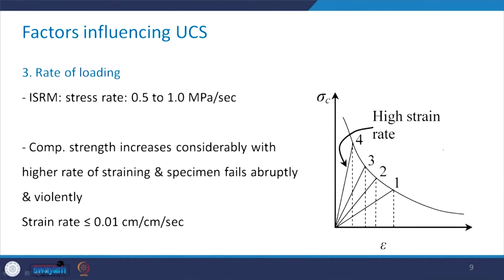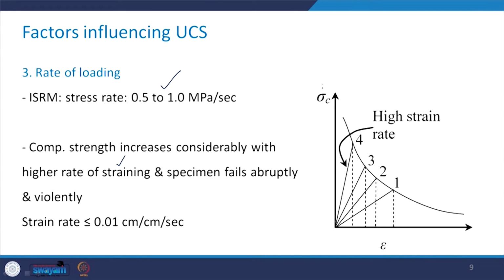Now, ISRM suggests that a stress rate of 0.5 to 1 megapascal per second should be adopted to conduct the test in the lab. Then the compressive strength increases considerably with a higher rate of straining, and the specimen fails abruptly and violently. So you see a figure has been given here.